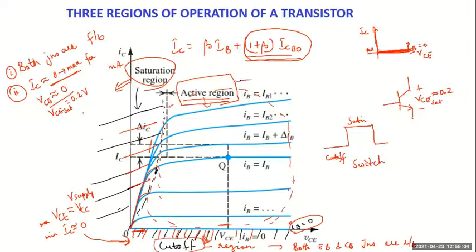We know in the active region what the characteristics are. EBJ, emitter base junction, forward biased, collector base junction, reverse biased. Yes or no? The most important characteristic of the active region is that the emitter base junction is forward biased and the collector base junction is reverse biased. And what happens to the value of current and voltage?